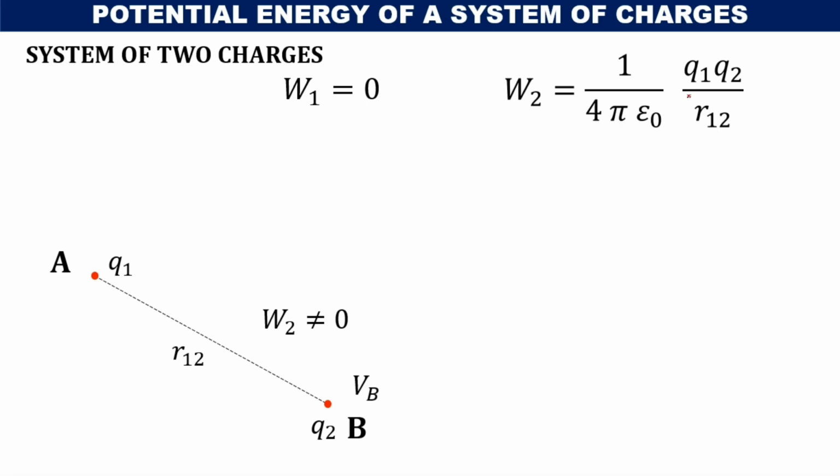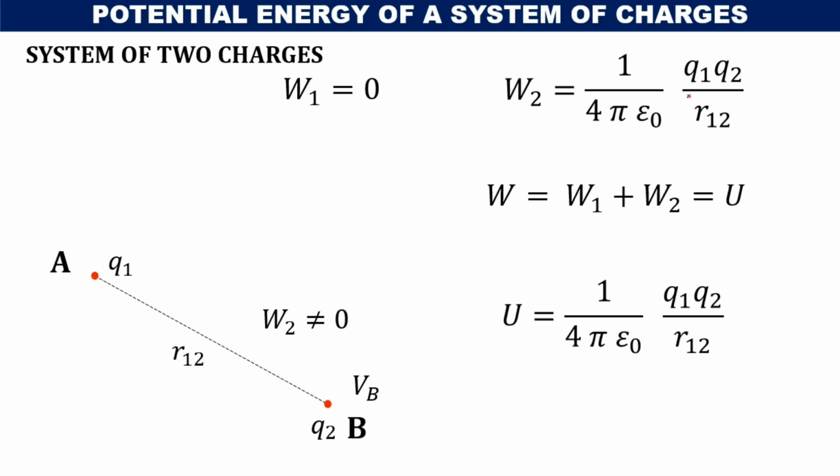The total potential energy must be equal to the sum of the work done. W1 plus W2 is the total work done. It should be stored as the potential energy of the system of two charges. When we substitute the W1 and W2 values, we will get this expression. U is equal to 1 by 4 pi epsilon naught, the proportionality constant, into the product of the two charges divided by the distance of separation between them.